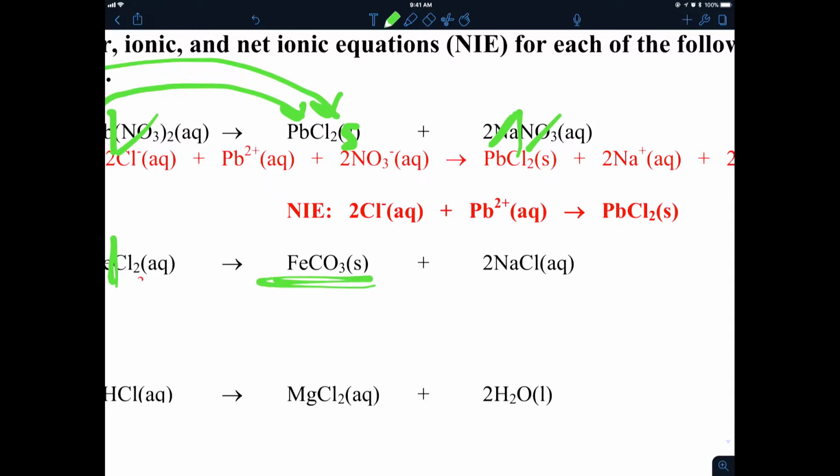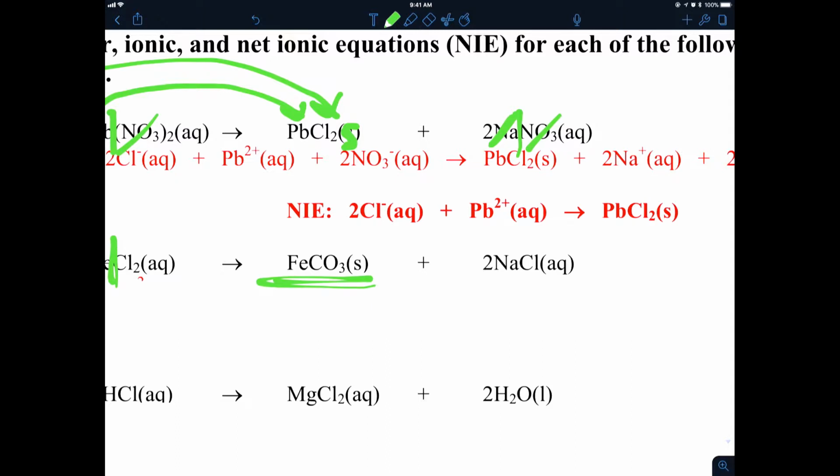Iron carbonate. That is not one of the 3 soluble carbonates that we had at the beginning of the video, or this question. So that means that this does not break apart. And what do we have here? We have NaCl. Good old sodium chloride. It's going to show up all the time.